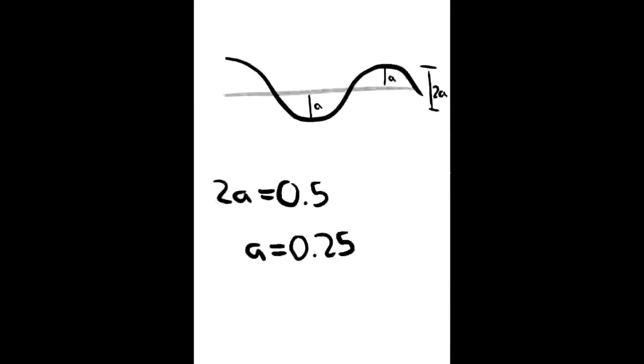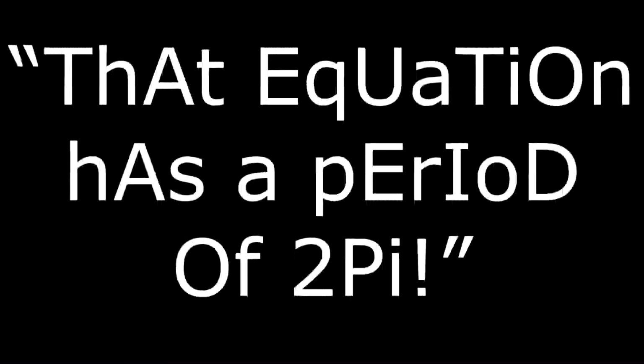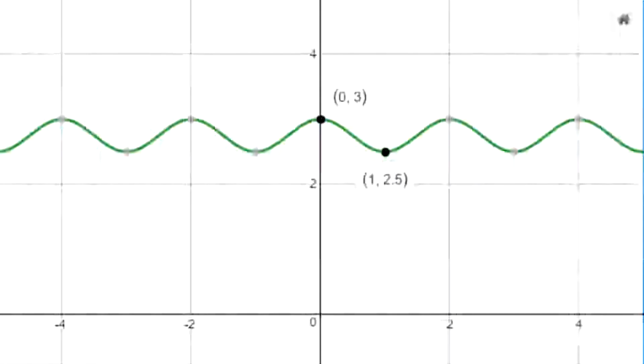Now we can write our equation that y equals 0.25 cosine t plus 2.75. But wait, that equation has a period of 2 pi. And the original question said that the period of the swing was 2 seconds, meaning we must multiply t by pi in order to reach a period of 2 instead of 2 pi.